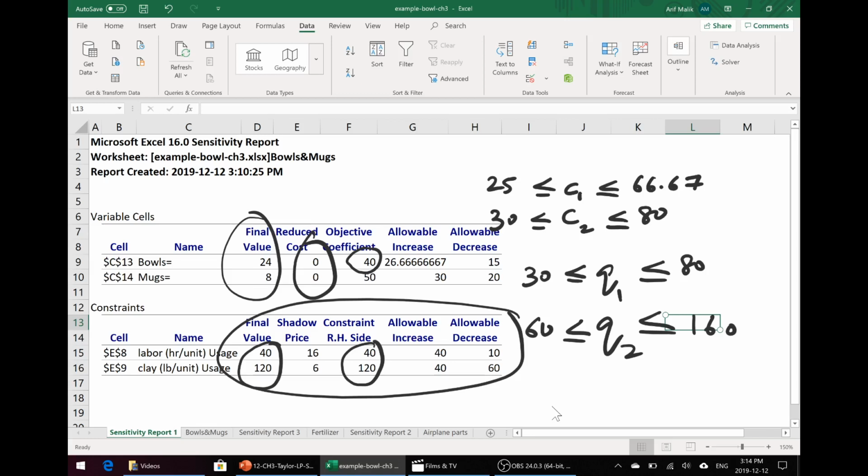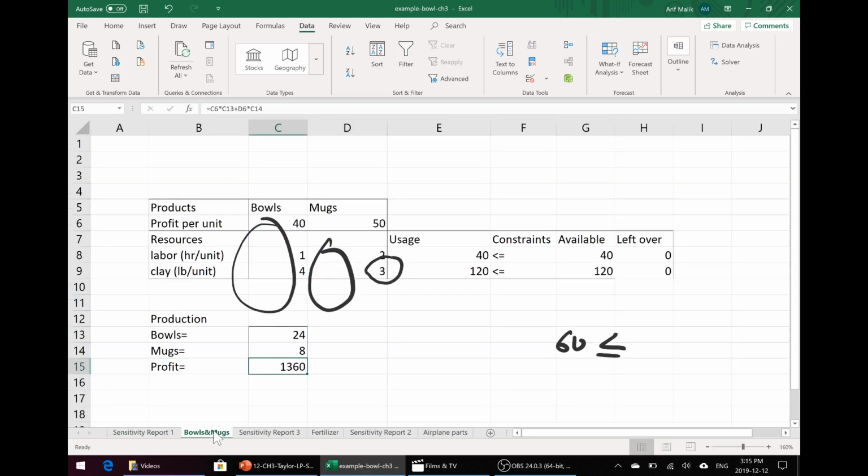So let's go back and see the changes. Okay, now here I remove this, and what we do is we change the coefficient value, just to show you about the reduced cost concept and the ranges concept.